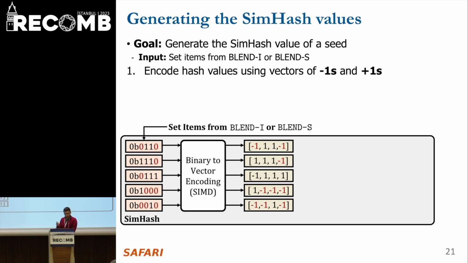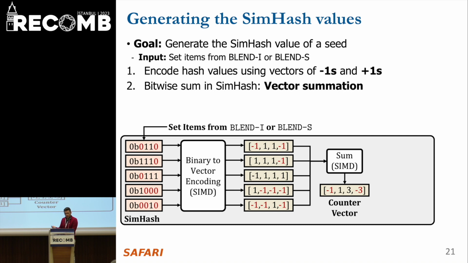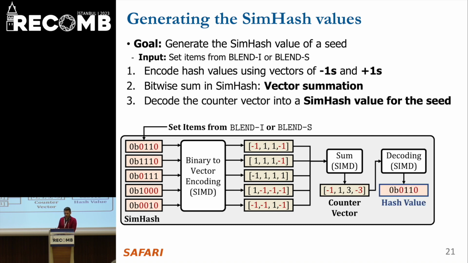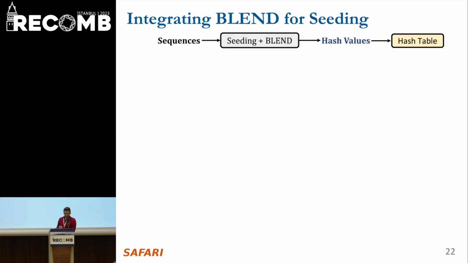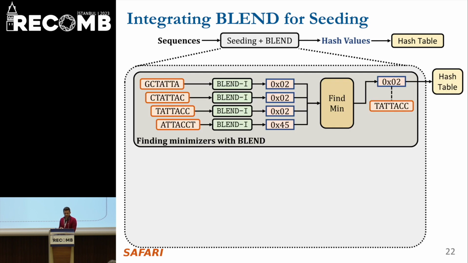And we do this using SIMD operations, and then we perform vector summation again using SIMD to calculate the counter vector, and then we decode that counter vector into a hash value. And then we can use this hash value with a hash table to identify the fuzzy seed matches. We are aware that Blend can be integrated into any seeding mechanism, but in our work we integrated it with minimizers. So for the k-mers that we extract from windows, we use Blend I to generate their hash values, and then we find the minimum from them.